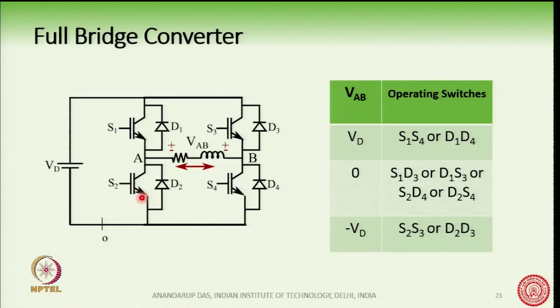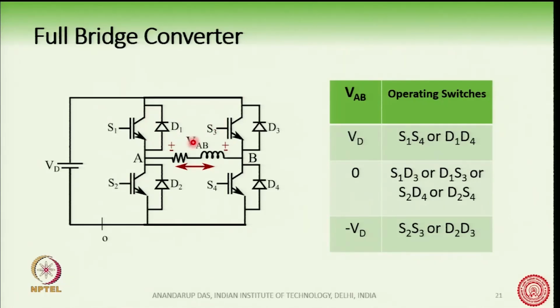On the other hand, if I turn on both the upper switches or both the lower switches together, then I get a 0 voltage across AB. Suppose I turn on the lower two switches, then A point is shorted here, B point is shorted here, and I get a 0 voltage here. Basically, the load is freewheeling during that time. It also happens when you turn on both the upper switches.